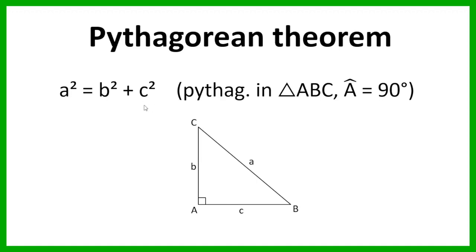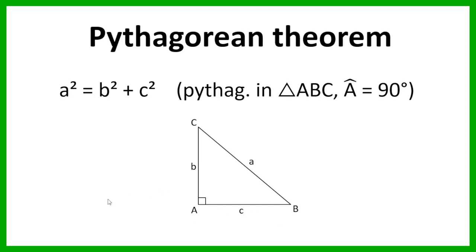And the reason that I can say that, remember, in geometry, we always have to give a reason for any statement that we make. So the reason I can say that is because of the Pythagorean theorem in triangle ABC, which has angle A equals 90 degrees. Because remember, the Pythagorean theorem only applies to right angle triangles. So I have to have a right angle in order to be able to use it. So I'm saying that angle A is 90 degrees to say that this triangle is in fact a right angle triangle.